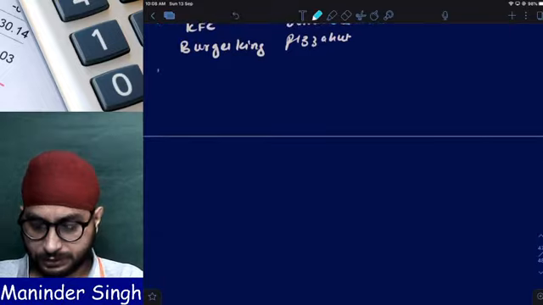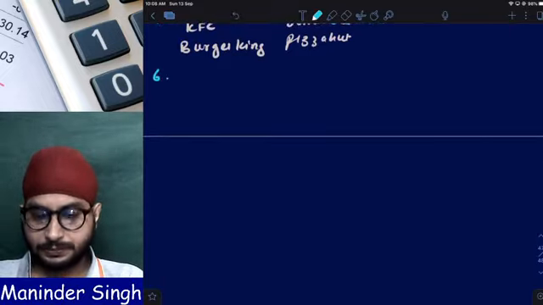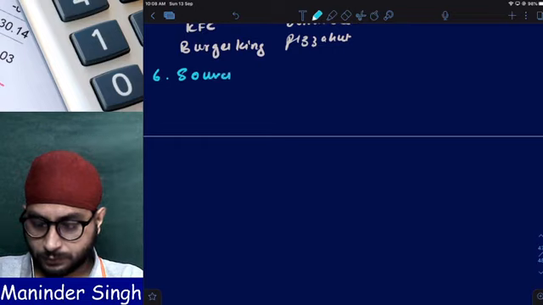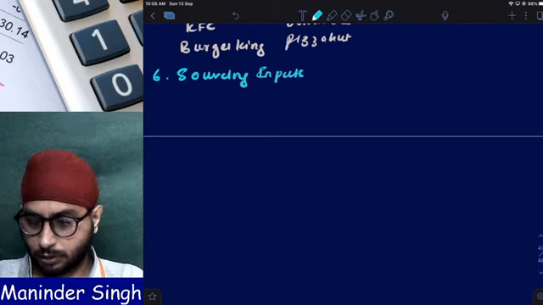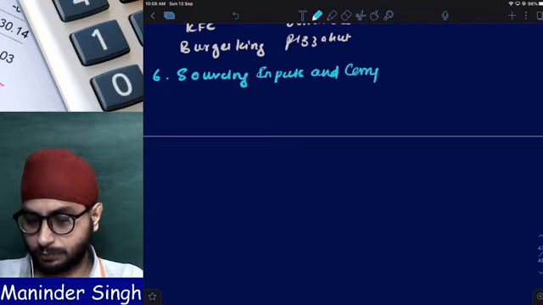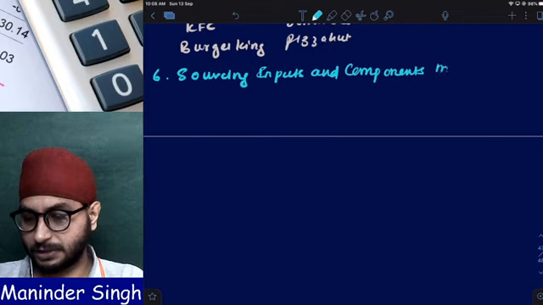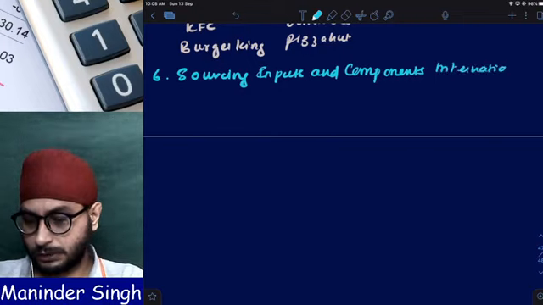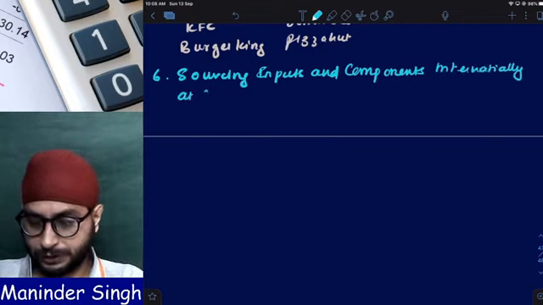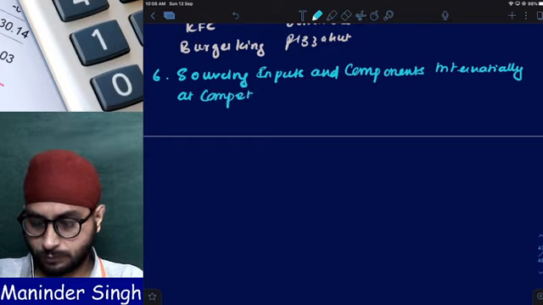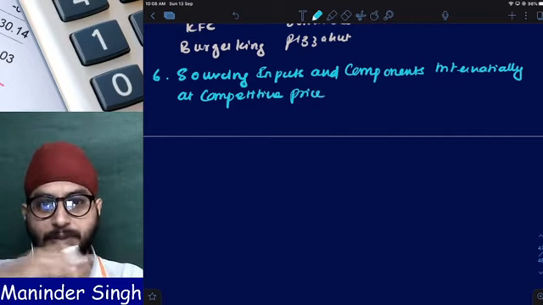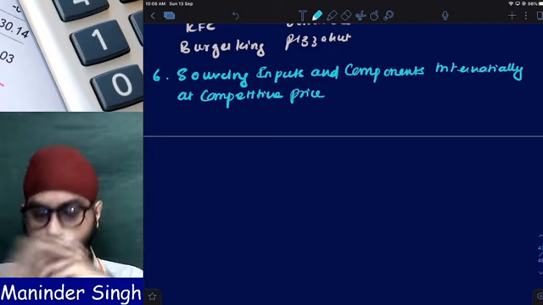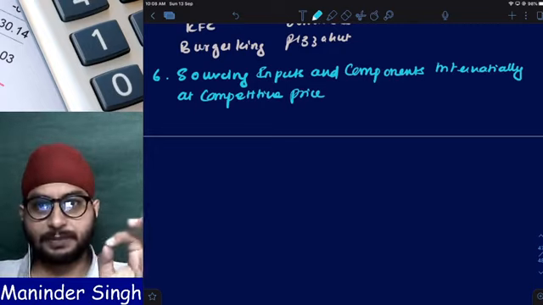Next, then we have number 6. Clear? Number 6. Sourcing inputs, or you can say components, internationally at competitive prices. Sir, competitive price means what? Best price or worst price? Competitive means best price. Top quality materials at best price.